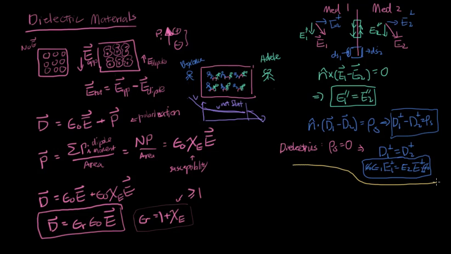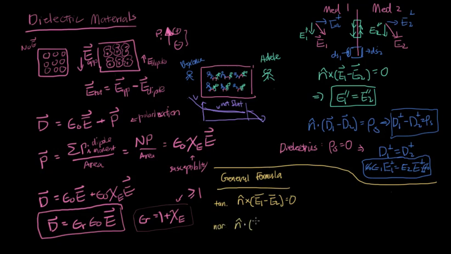Let's wrap up by doing a final summary of conductors versus dielectrics. So the general formula for boundary conditions is that for the tangential component, we have n cross (E1 minus E2) is going to be equal to 0. And the normal component, we have n dot (D1 minus D2), because it's Gauss's law, is going to give you rho_s. So that's the general case.